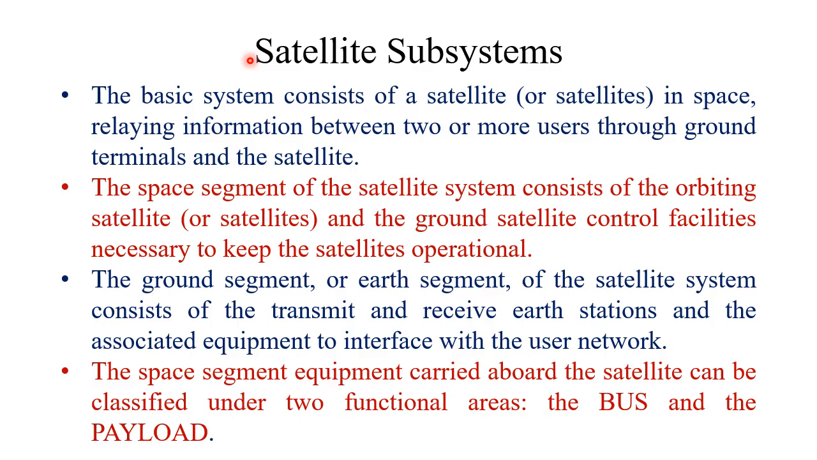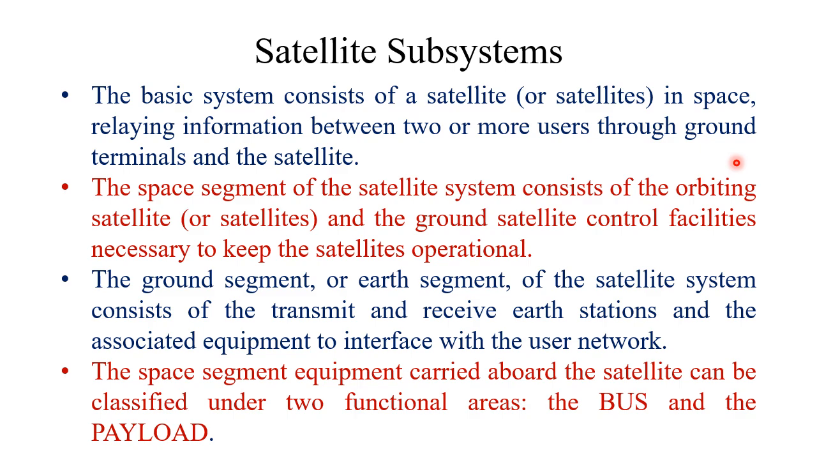We will discuss satellite subsystems. Before going to the details of the satellite subsystems, first let us understand what are the different parts of subsystems. The basic system consists of a satellite, maybe one or more than one in space, relaying information between two or more users through ground terminals and the satellite.